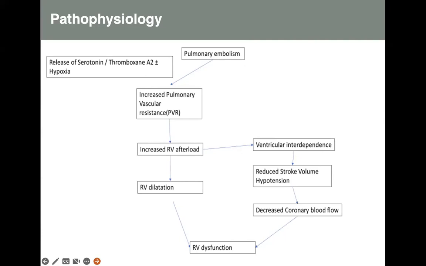Once the right side of the heart is affected, it's also going to affect the left side of the heart. On the left side, you are going to have reduced stroke volume and reduced cardiac output. And at the end, you are going to have reduced systemic blood pressure, and you can end up with hypotension.